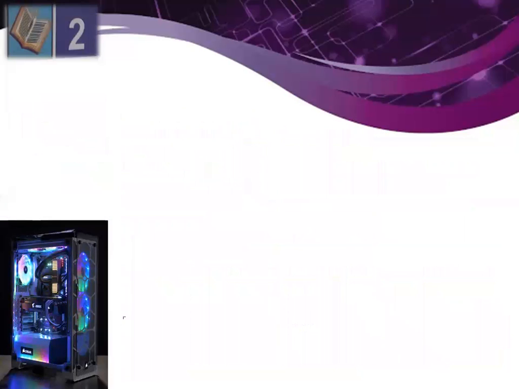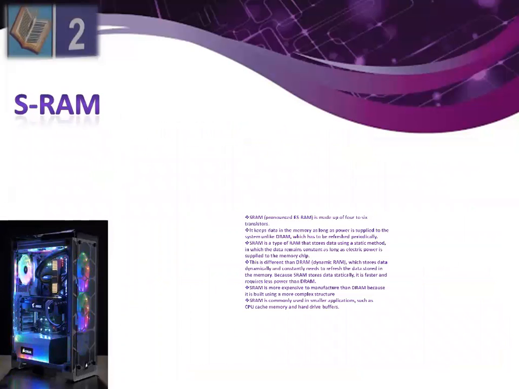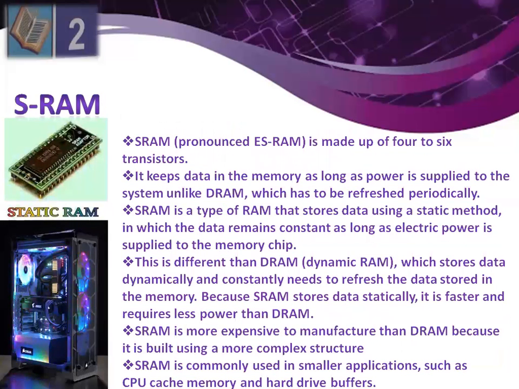So dear students, the next type is SRAM, pronounced S-RAM, static RAM. It is static random access memory. It keeps data in the memory as long as power is supplied to the system, unlike DRAM, which has to be refreshed periodically. So in DRAM, we need to recharge and refresh periodically, but SRAM can keep your data as long as power is supplied to the system.